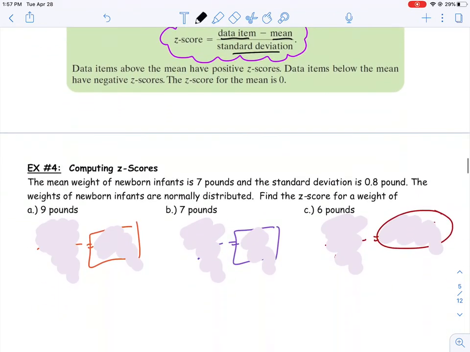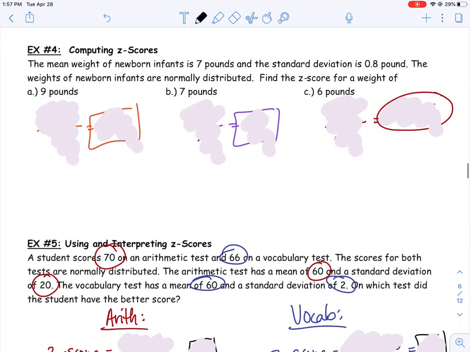So, looking at example number 4, it says the mean weight of a newborn infant is 7 pounds and the standard deviation is 0.8 pounds. The weights of newborn infants are normally distributed, so it follows that bell curve, and we want to find the z-score, or how many standard deviations, for a weight of a 9-pound baby, a 7-pound baby, and a 6-pound baby. We could draw the chart, but if the value isn't exactly 1 or exactly 2 or exactly 3, then we aren't able to follow that 68, 95, 99.7 rule.